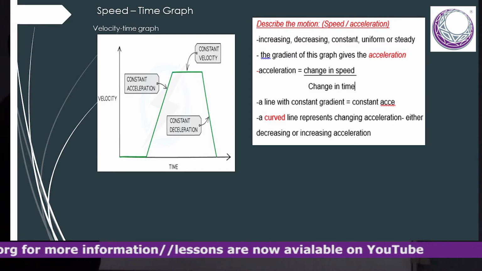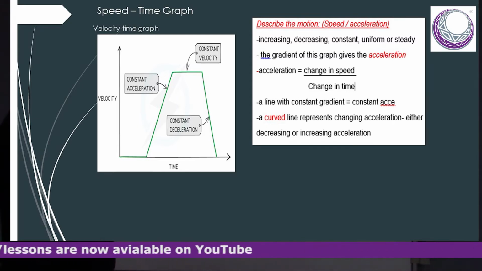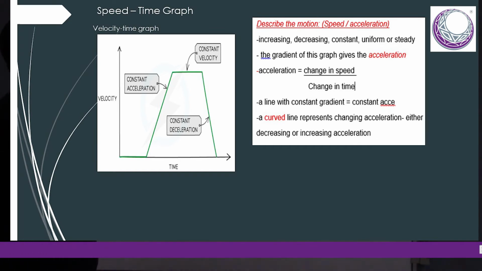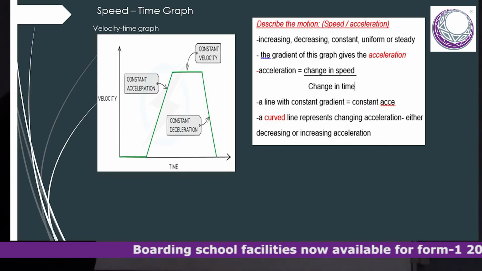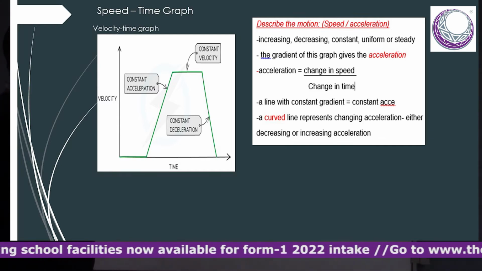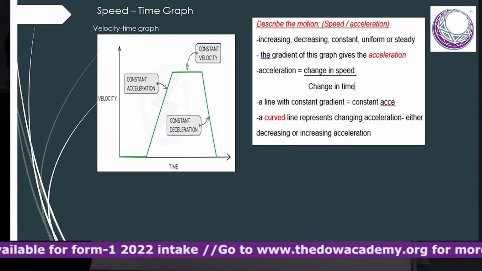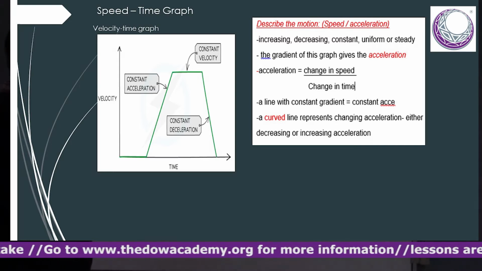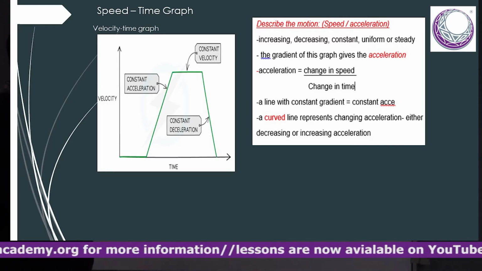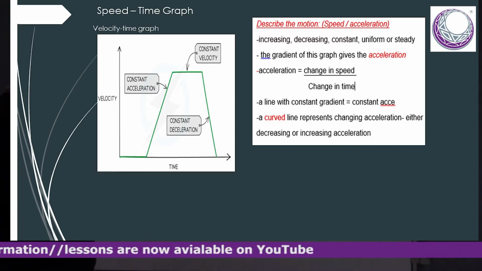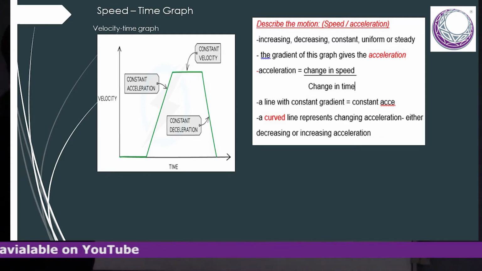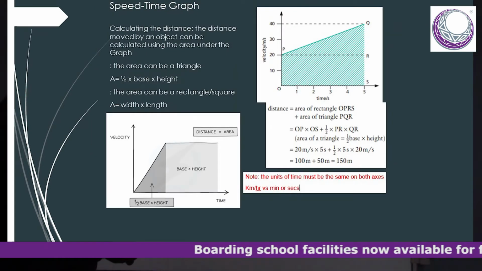So, describing motion, you describe speed and acceleration using words like increasing, decreasing, constant, uniform, or steady. On a graph of speed time or velocity time, we have constant acceleration here. We have constant velocity or constant speed. The speed is not changing, it's remaining at the same level here. Then we have deceleration, constant deceleration, describing motion. We move on.